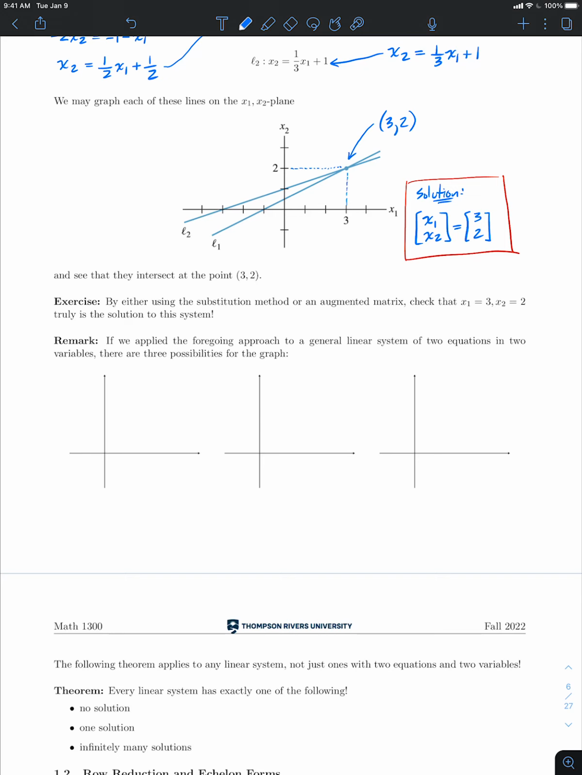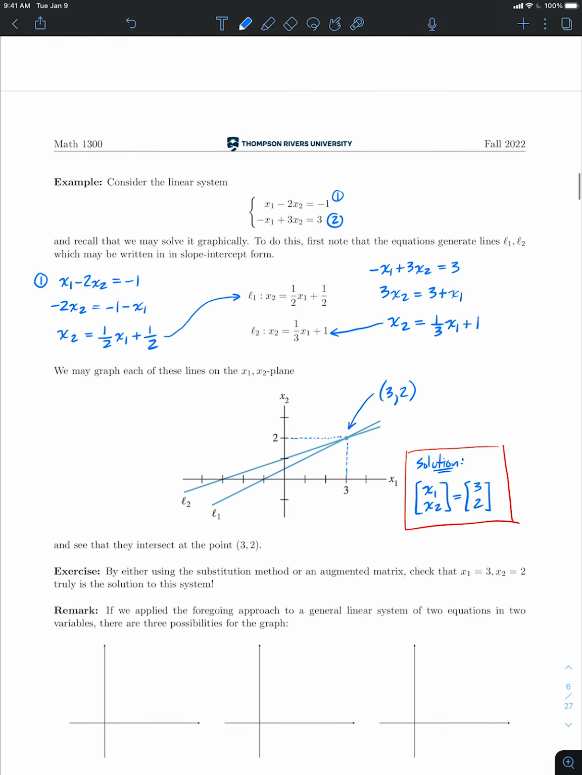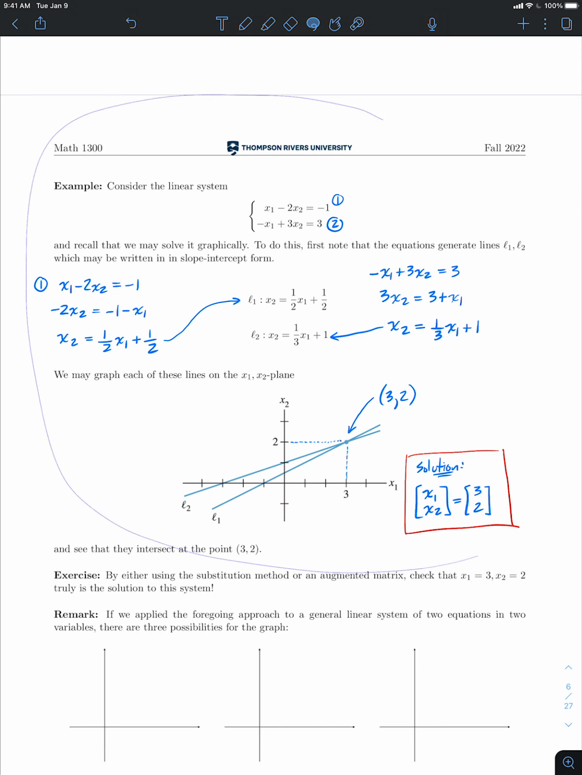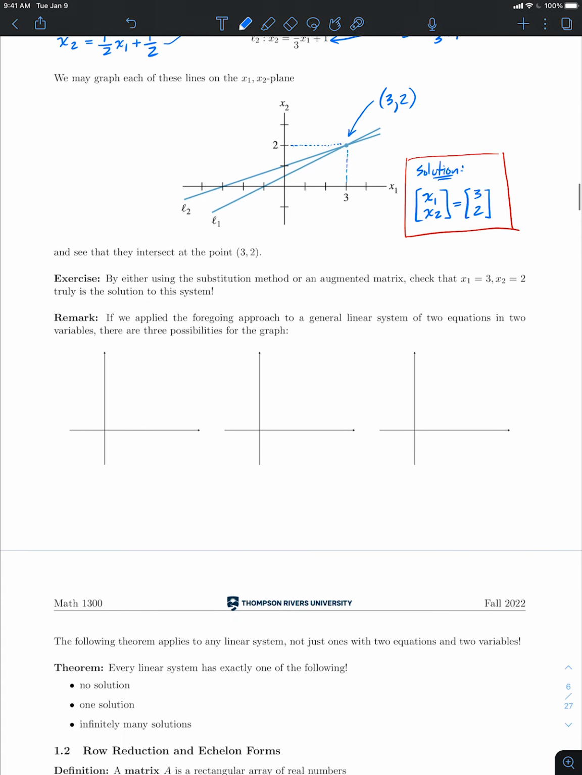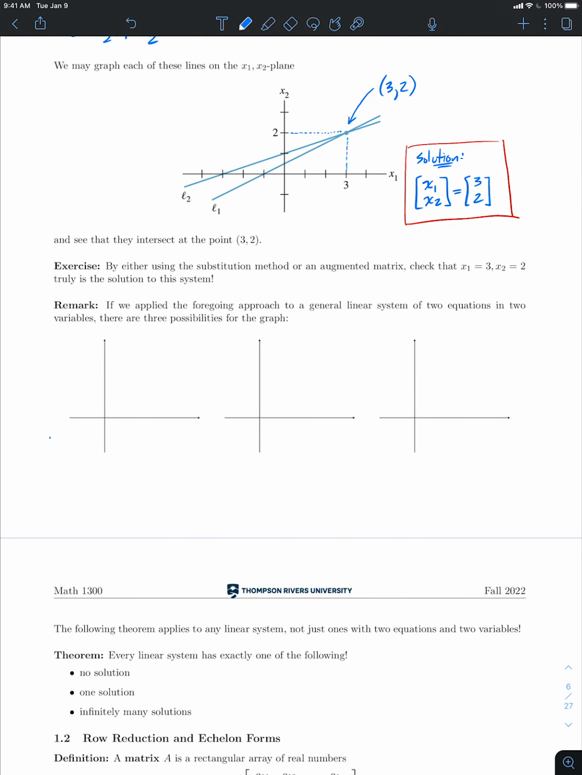So just imagine that you're dealing with a linear system of two equations and two variables, and you want to apply the method that we just went through in order to solve it. And what I want to look at is, when you get to the step where you graph them, what are the possibilities? What could happen? Well, the first thing that could happen is essentially what just happened in the example we just looked at. You could have a situation where the two lines intersect.